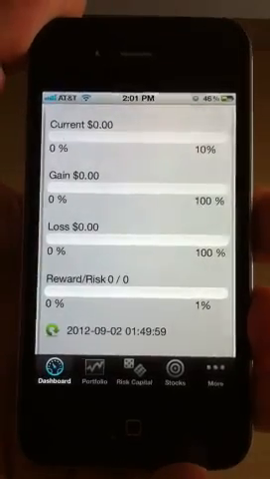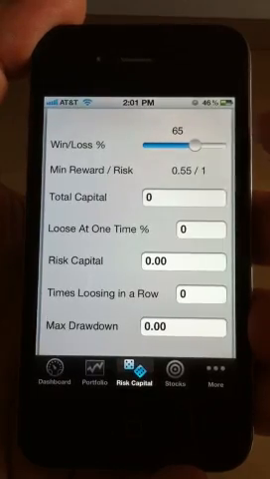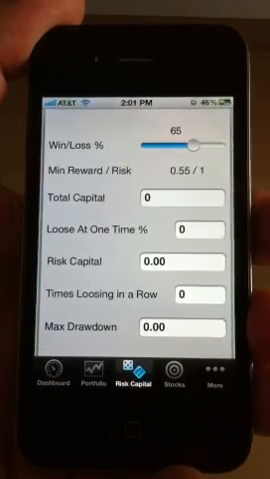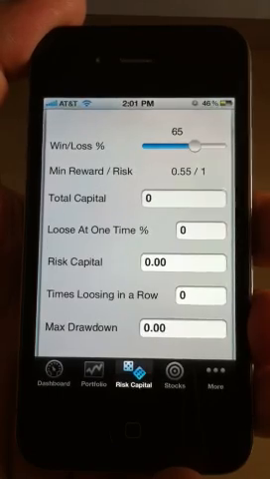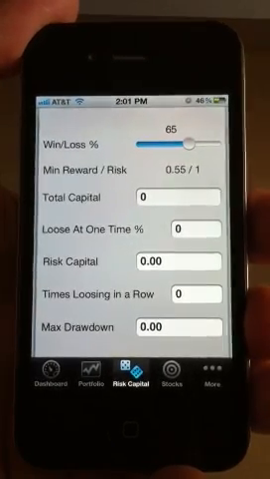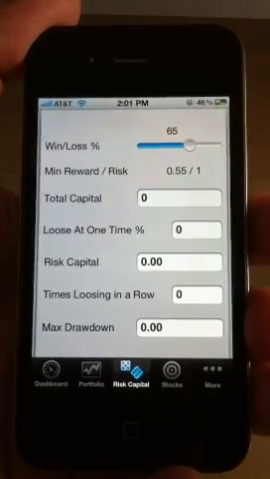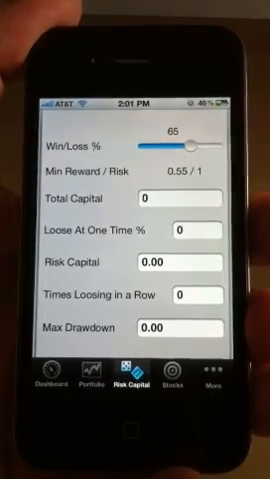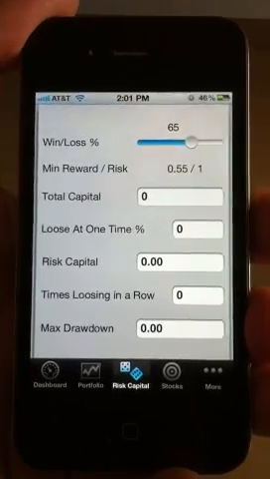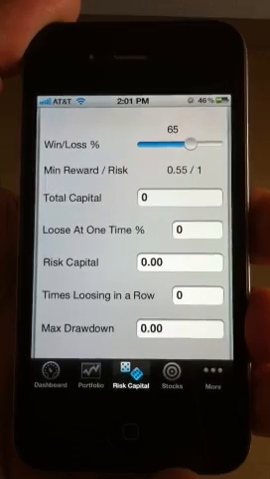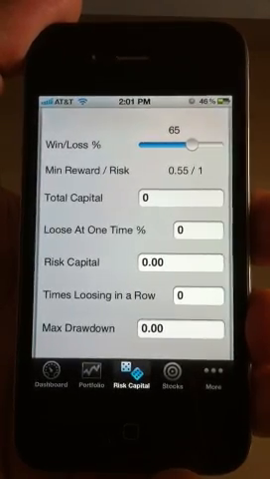To use the application, first we need to go and set up the risk capital. In this case, if the win-loss was 65%, which means that 65% of the time my trading was successful versus 35% not successful, that calculates that I need to have a minimum reward to risk of 0.55 to 1. What this means is for my trades to break even, I need to follow this reward to risk. And this is the key to how we select and manage our risk.